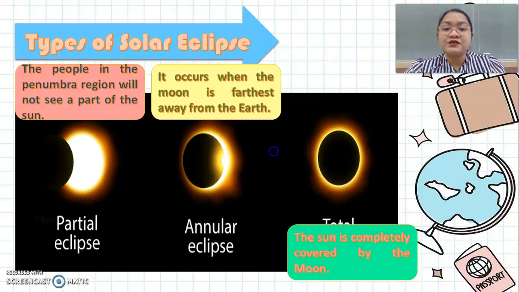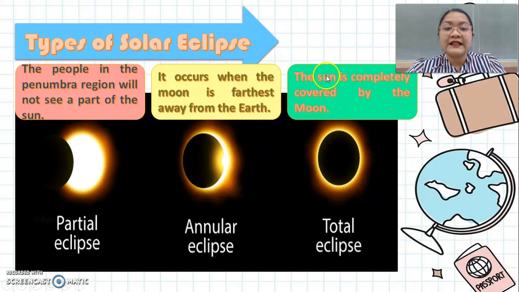And number three, we have total solar eclipse. When we say total solar eclipse, the sun is completely covered by the moon. Meaning to say, when we have total solar eclipse, we can see the whole moon blocking the sun. Okay? Again, partial, annular, and total.